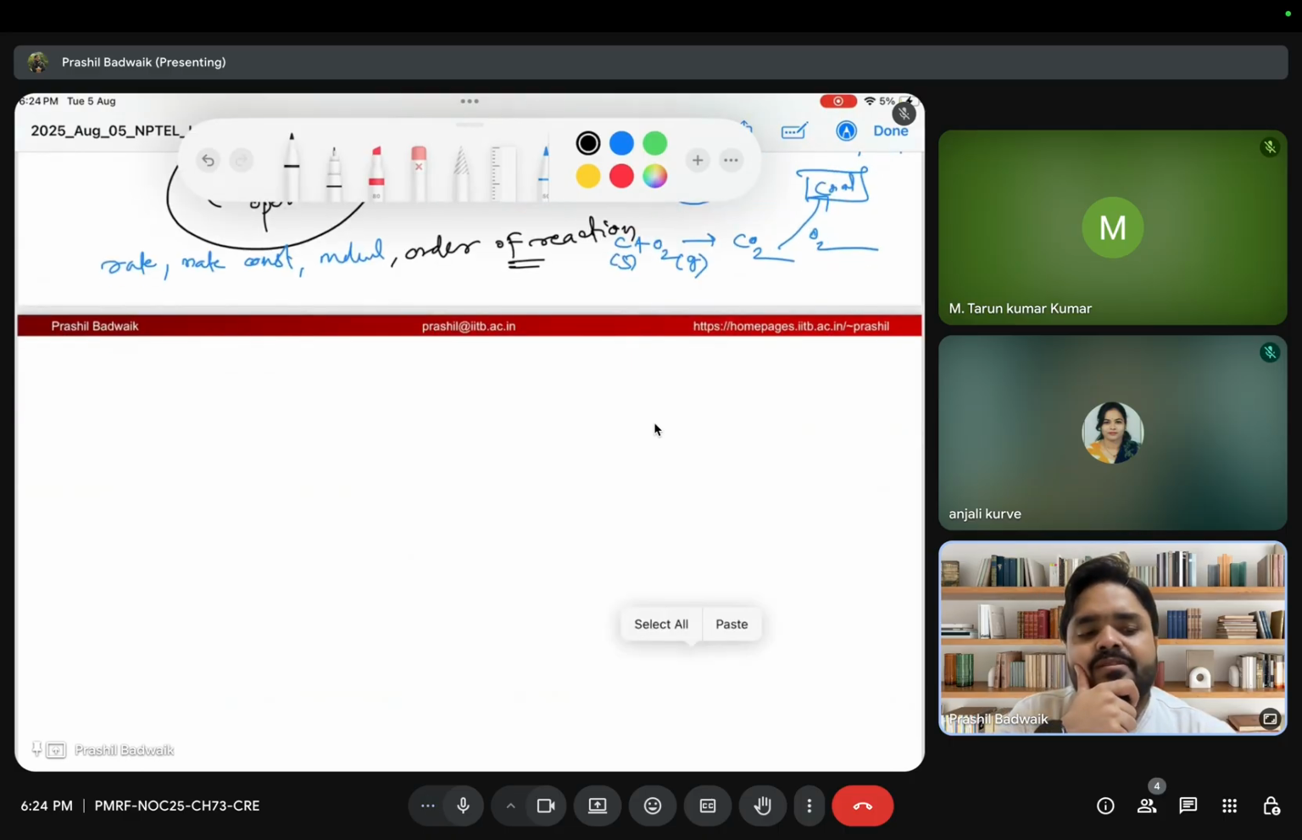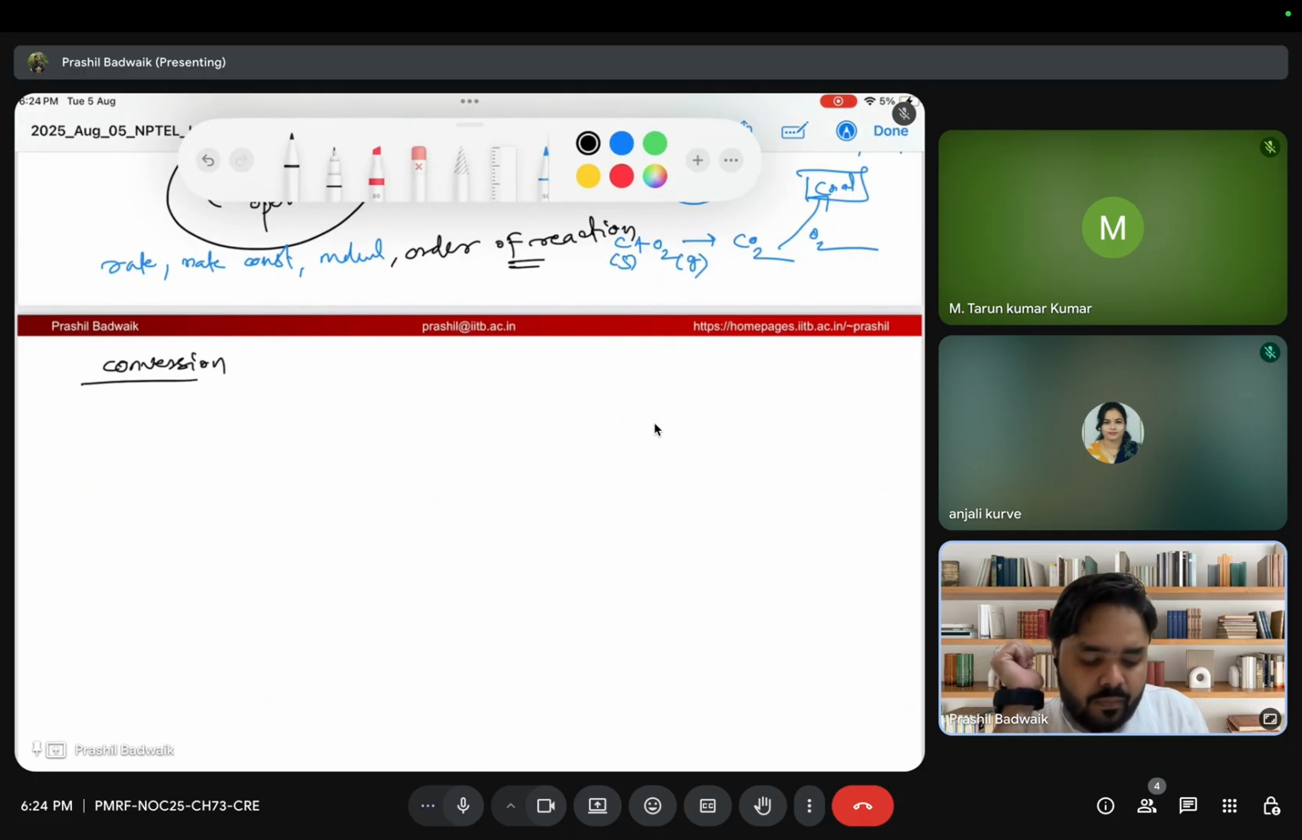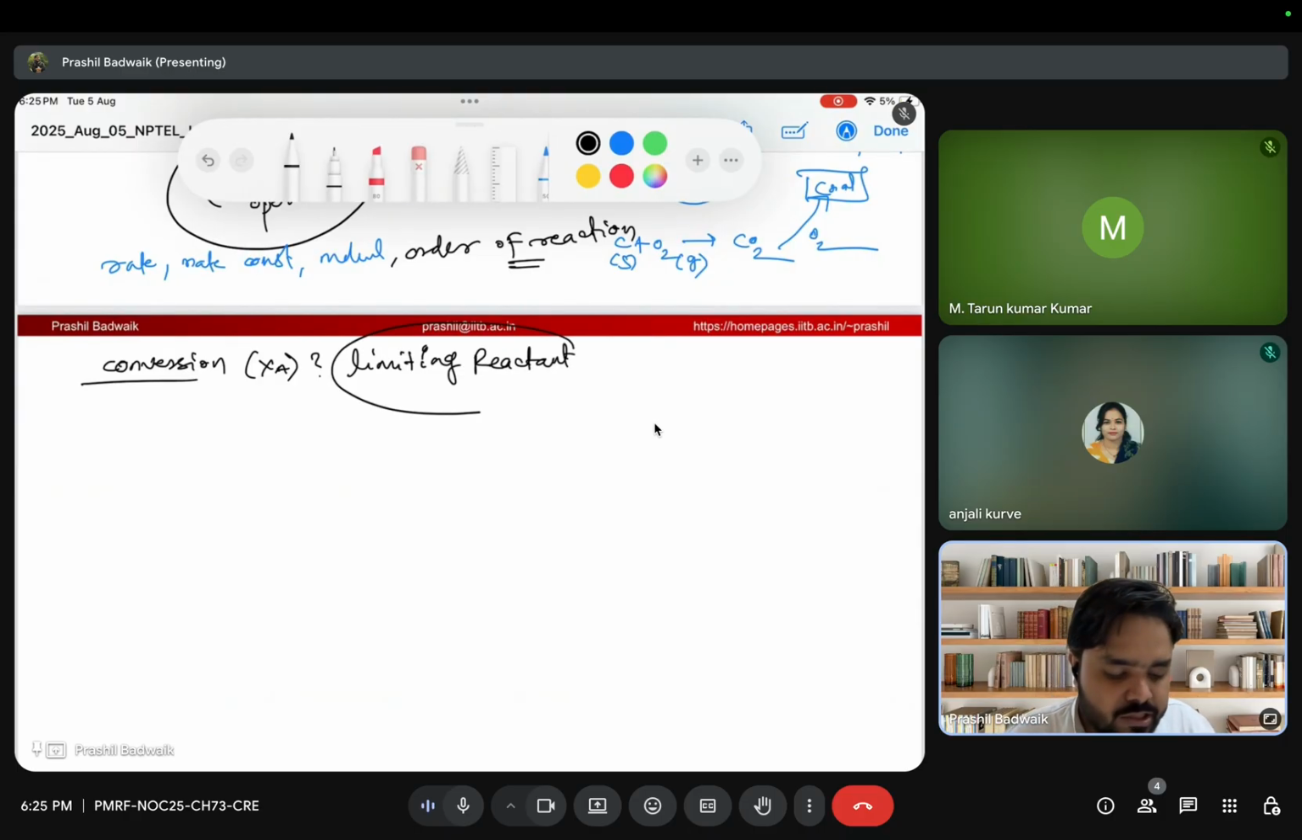week 2, where we'll be discussing, first, conversion. The meaning is how much of a chemical has converted into a product. We'll go into the details. Then we talked about the limiting reactant in the previous class. We have solved one example also. What is the limiting reactant and how is this limiting reactant useful in getting the conversion.